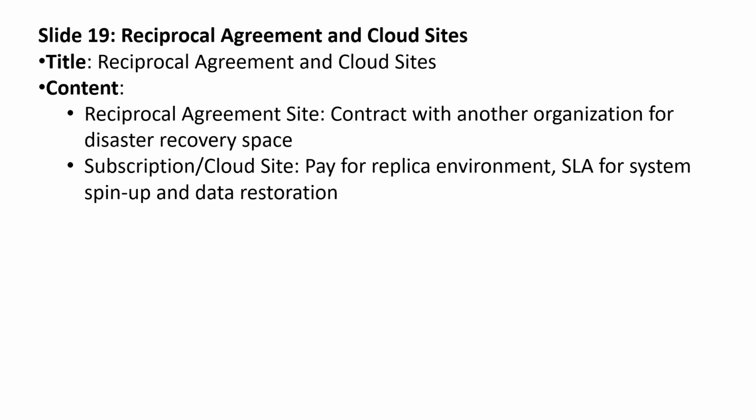Reciprocal agreement and cloud sites. A reciprocal agreement site is a contract with another organization for disaster recovery space. Some other organization handles the disaster recovery when one organization is affected. Subscription or cloud site: in this type of site, we pay for a replica environment or an SLA for system spin-up and data restoration. It is basically our copy in the cloud.